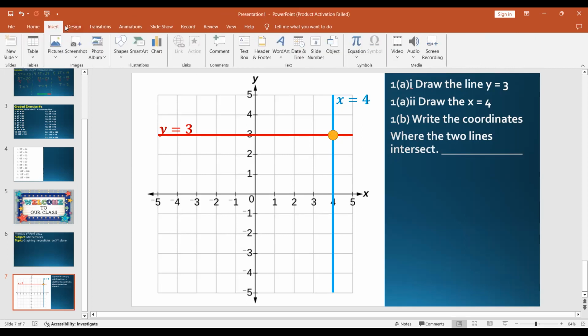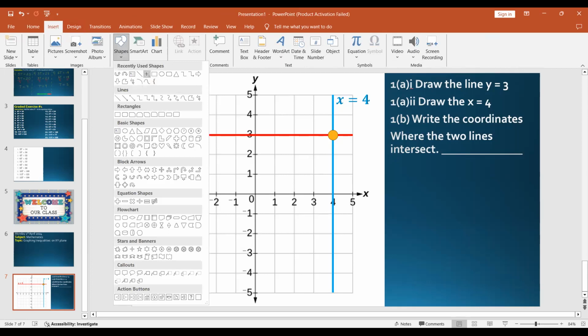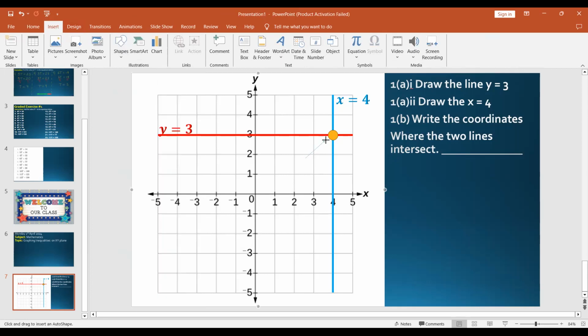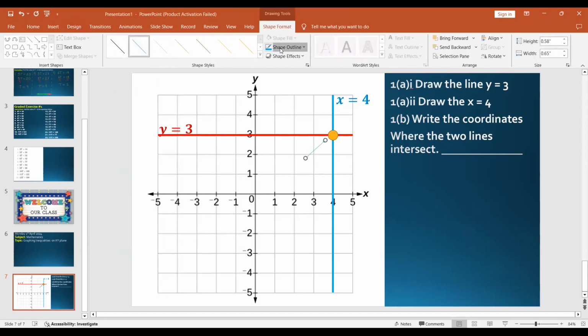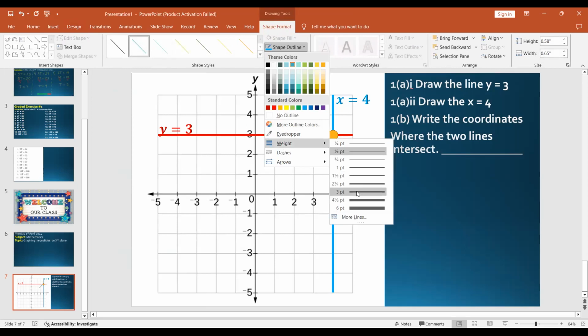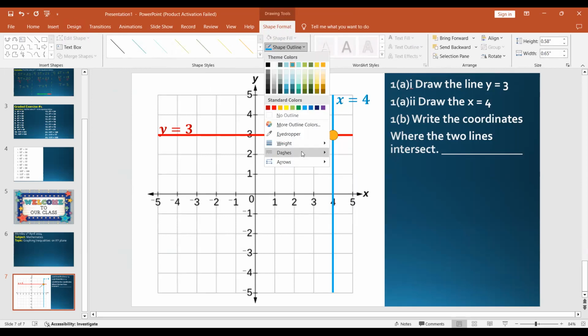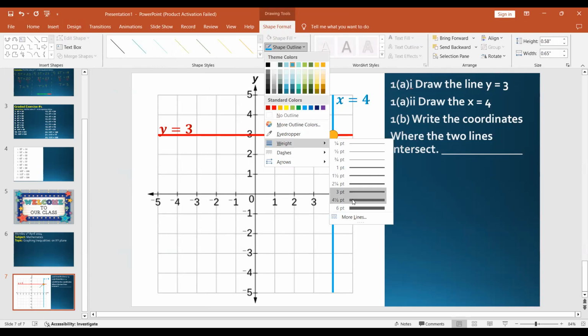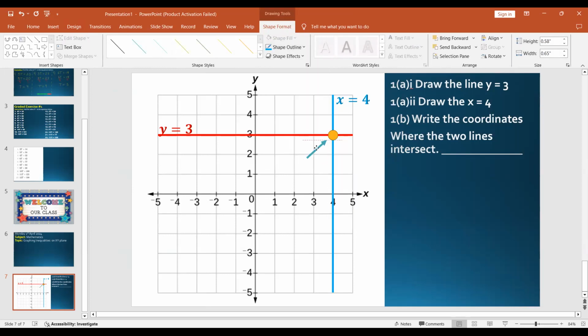And let me just indicate that with an arrow. So this is the point of intersection. Mark, do you see that? Yes, sir. That's the point of intersection right there. So what we need to do is figure out what that is. This is what, 4, right? And this is what, 3. So the point of intersection is going to be what?